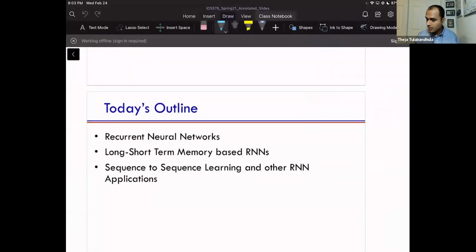Okay, so let me again share my slide deck. What we're going to do now is talk about this temporal structure, as I was mentioning right before the break. We'll start with what I would call the vanilla recurrent neural network.